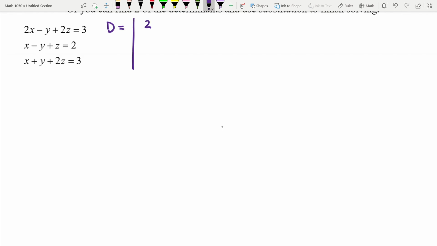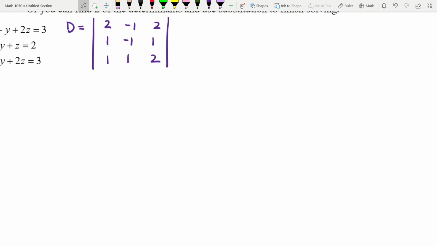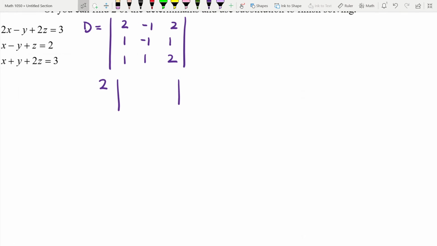Across the top, 2, negative 1, 2. Underneath, 1, negative 1, 1. Underneath, 1, 1, and 2. Now I'm going to evaluate this, okay? So it's going to be 2. Get rid of the row, get rid of the column, negative 1, 1, 1, 2.